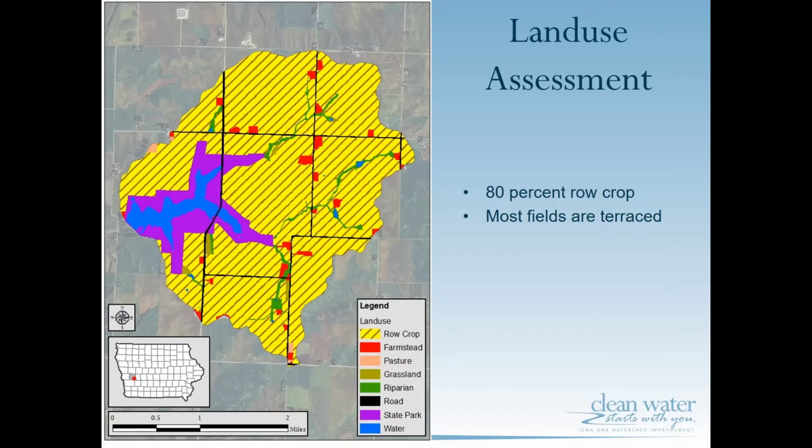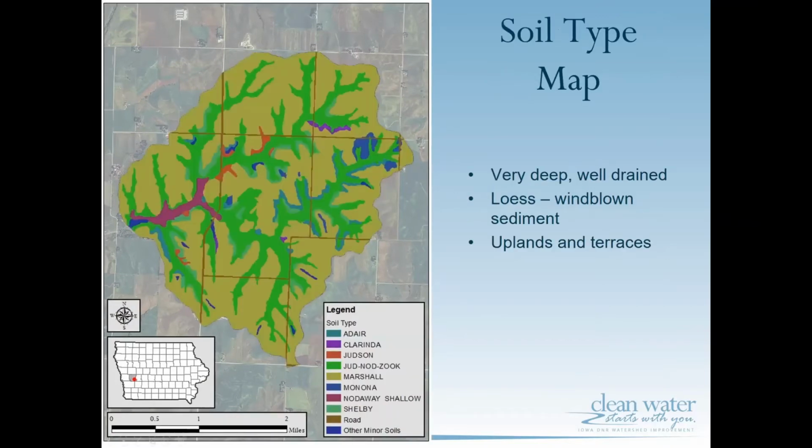So we talked about land use. Soil type, if you look at the map here, there are several main soil types. The main ones are Marshall with this olive color and this complex here in green. Some main takeaways here are the soils of the Prairie Rose Lake watershed are very deep and well drained and come from a loess background, which is windblown sediment, and have uplands and terraces. And this is all important when we start talking about erosion and pollutant sources in the document. So these are just the main takeaways for the presentation.